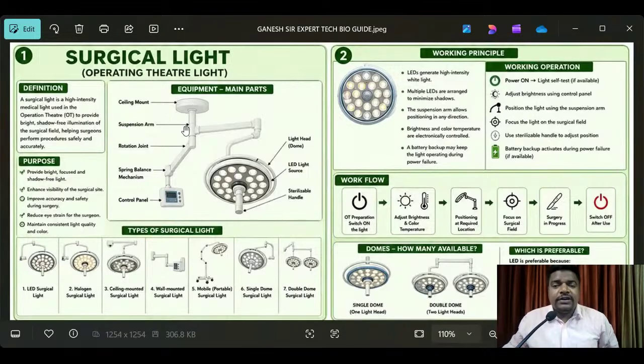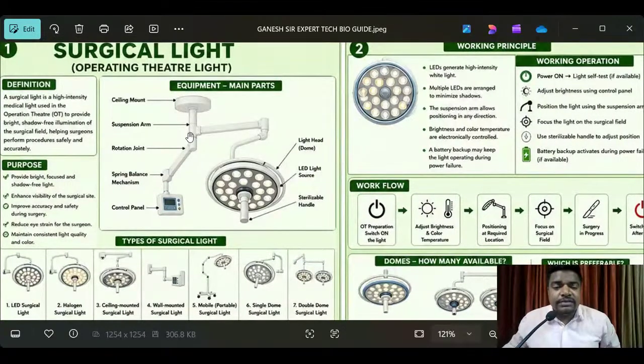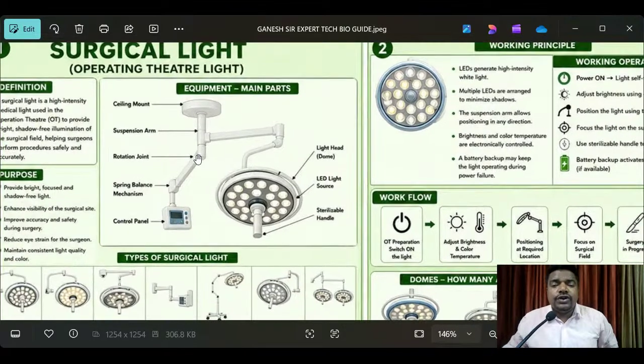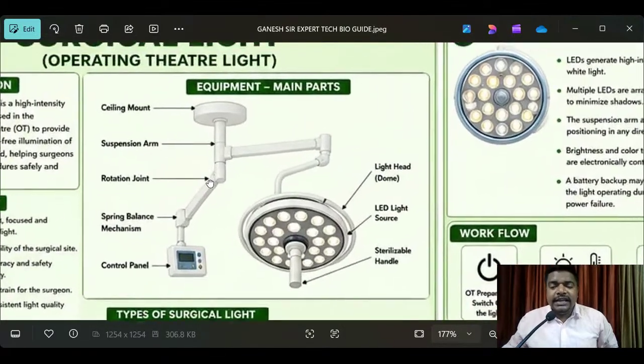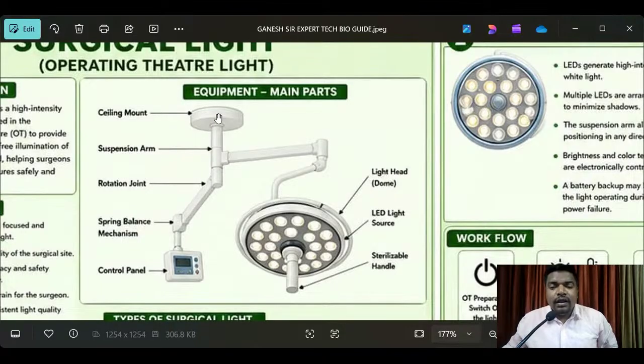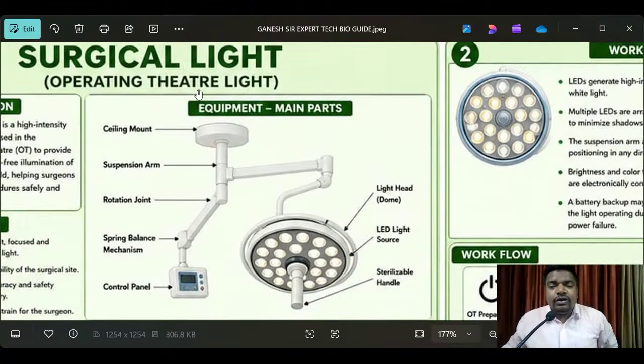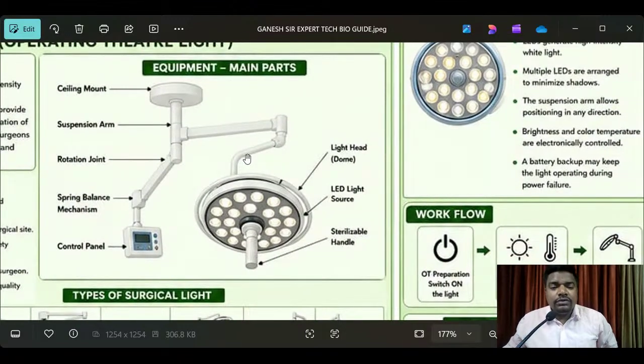Because of valuable points which are important to survey biomedical engineering work, now I'm going to show you, first of all, my dear engineers, listen carefully. See here, surgical OT lights, operation theater light. Is it visible right now? The main parts of the equipment I want to show you first of all. See here, I'm going to show you every part pin to pin. Let me explain all things up to the end of my complete session.